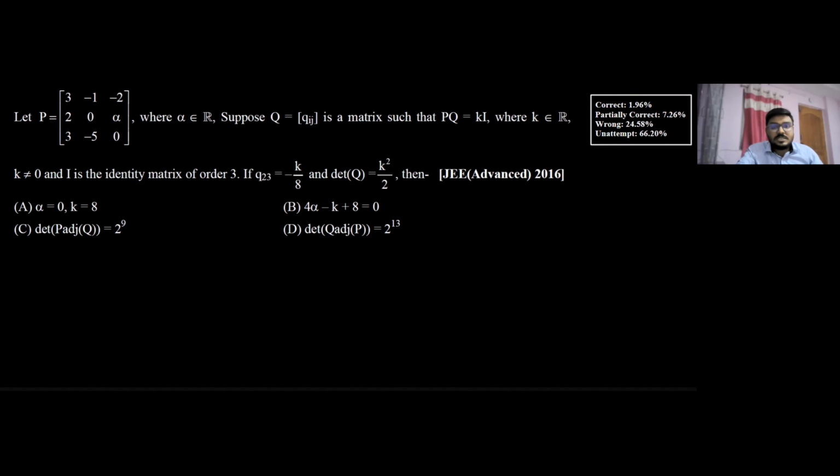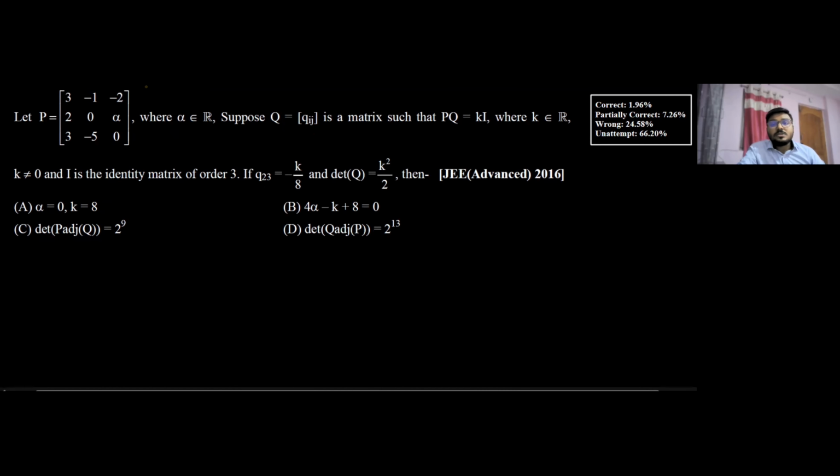Now, let's see the question, which is the toughest as this data suggests. Now, coming to this question, there is a given matrix P, alpha is any real number, Q is another matrix such that PQ is KI, K is any real number which is non-zero, I is an identity matrix of order 3, Q23 is minus K by 8 and determinant of Q is K square by 2. Majorly, they are asking for alpha and K values in option A and B, and then they are asking for P adjoint Q determinant or Q adjoint P determinant.